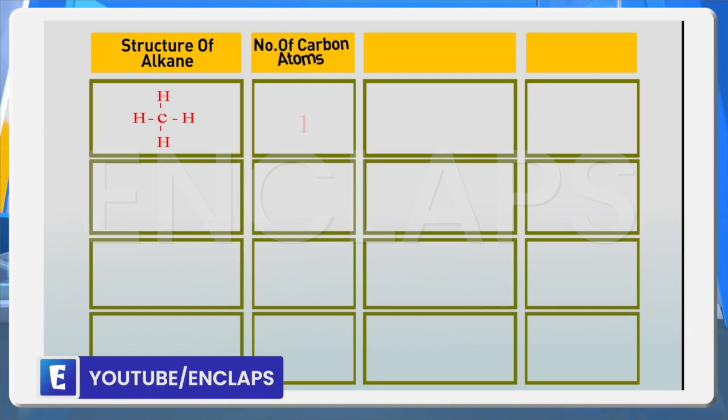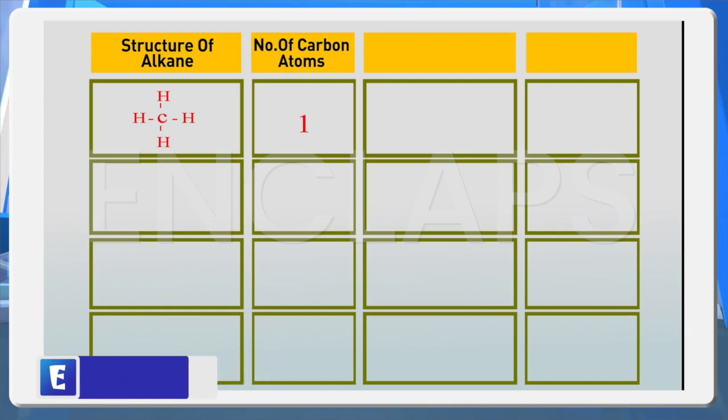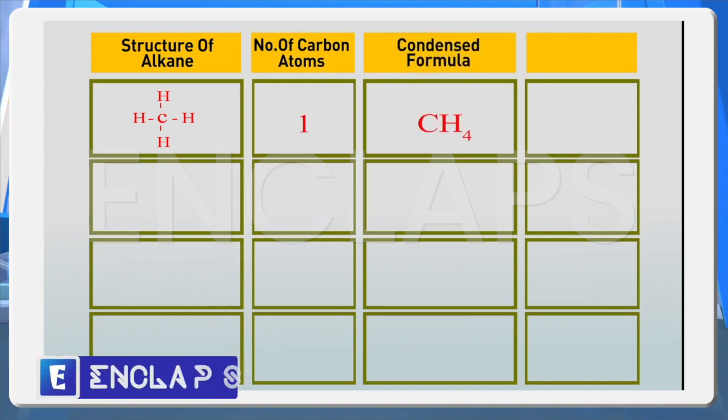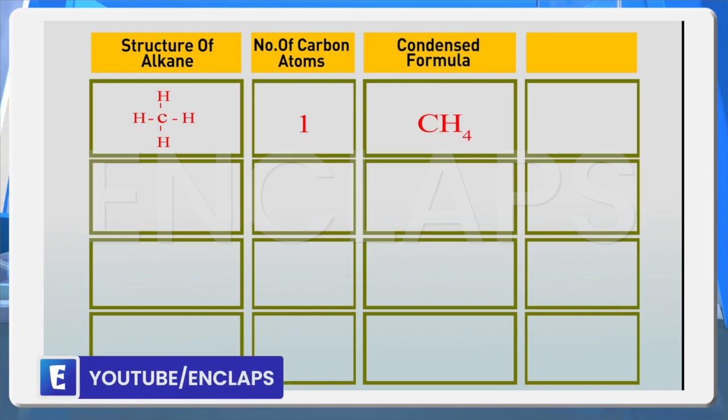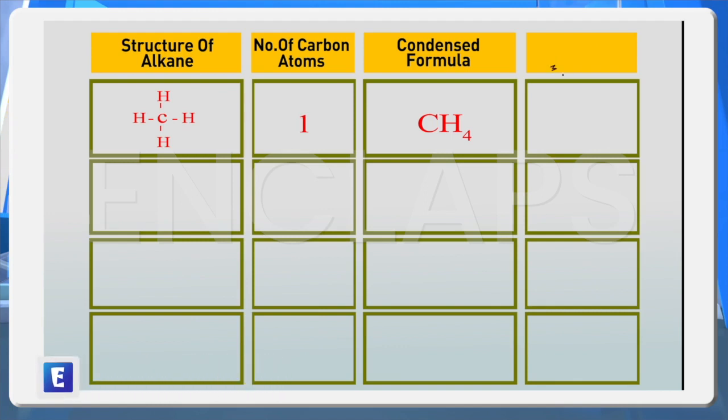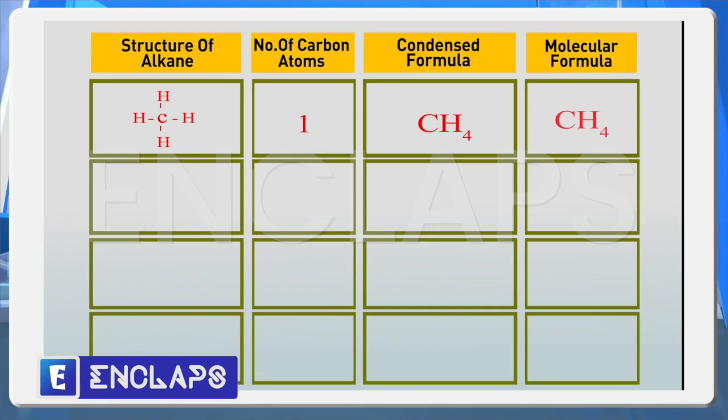So the number of carbon atoms is 1. Then what about the condensed formula? 1 carbon atom C and there are 4 hydrogen atoms in that carbon. That means the condensed formula is CH4. In the case of this compound, the condensed formula and the molecular formula are the same. That means we get CH4. Then what about the second compound?